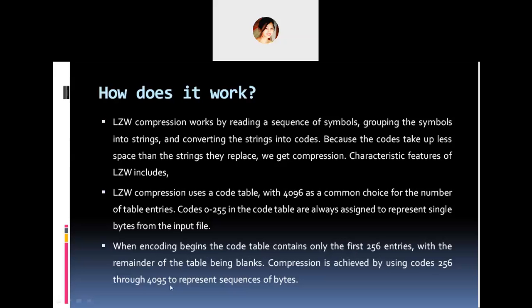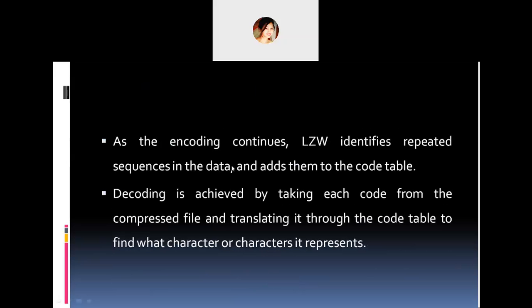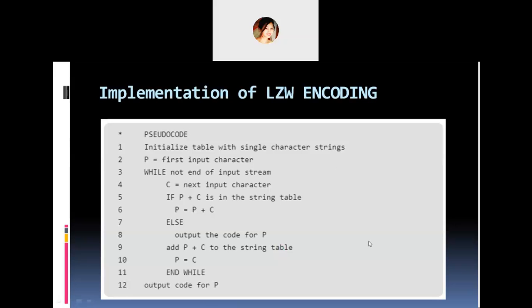Characteristic features of LZW include a code table, with 4096 as a common choice for the number of table entries. Codes 0 to 255 in the code table are always assigned to represent single bytes from the input file. You can see that in my example in my next slide. When encoding begins, the code table contains only the first 256 entries, with the remainder of the table being blank, and compression is achieved by using codes 256 to 4095 to represent sequences of bytes.